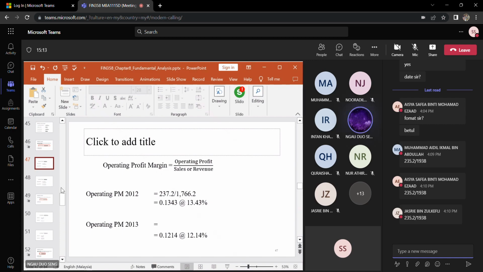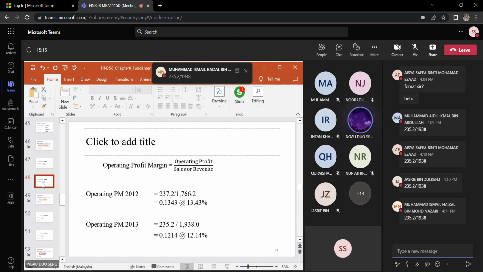All right, so we check. So we have 235.2 divide 1938. So kita dapat 12.14%. So if we compare the 2 years, then year 2012 higher. So year 2012 is better as compared to year 2013.